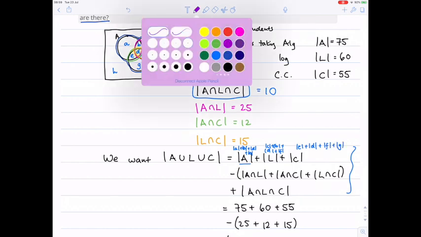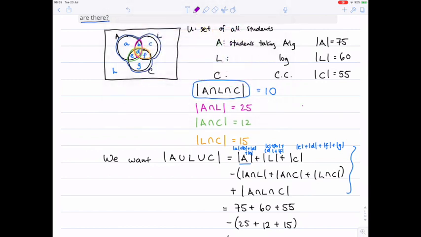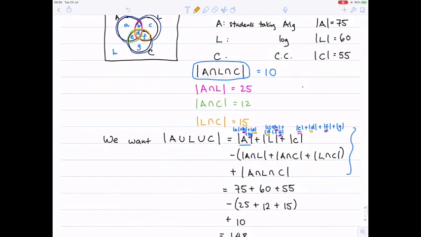And now notice that we've got some double counting going on here. So, for example, b gets counted both when I take the size of A and the size of L. e gets counted twice as well. f gets counted twice. And in fact, we have d, which is getting counted 3 times. But we only want to count each region once, so we need to subtract off some stuff.